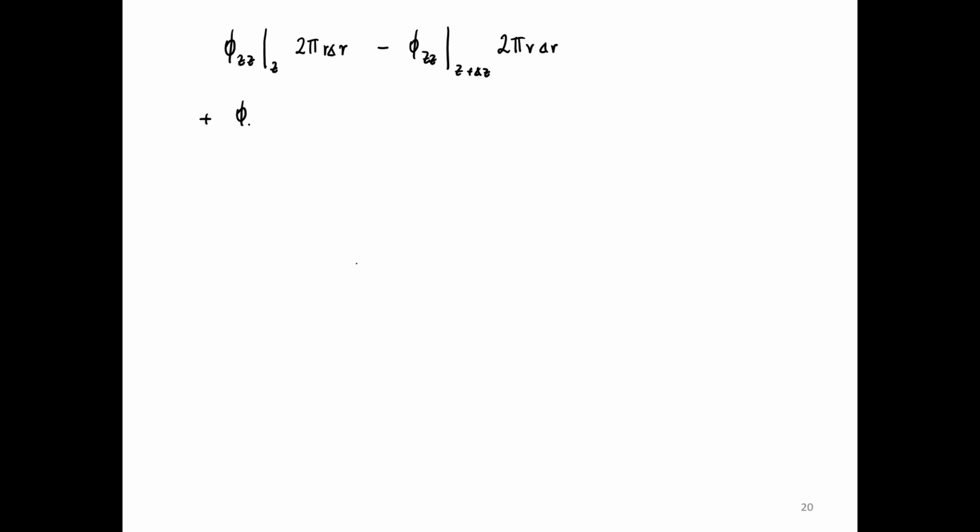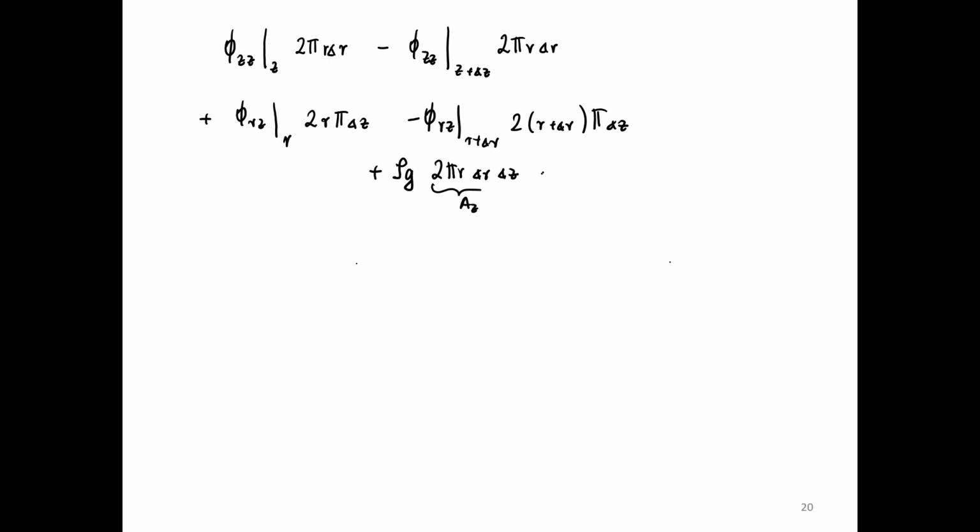Plus phi_RZ at Z, and now my area A_R, and that is 2πR delta Z, minus phi_RZ evaluated at Z plus delta Z. Oops, it's R. These were at R. To R plus delta R, 2π delta Z, plus rho g, and my area A_Z, 2πR delta R times delta Z. Okay, so this was my A_Z is equal to 0. So this is the one.